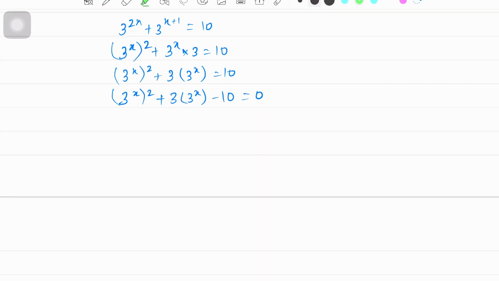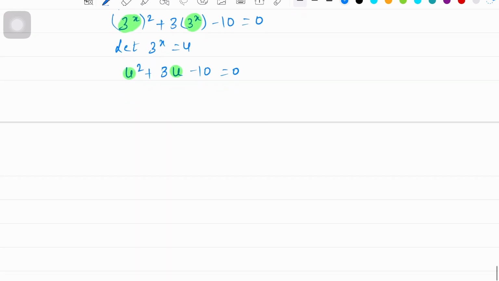Now if you look at this equation carefully, it's a neat quadratic equation. See, we can substitute. Let 3 raised to x equals u. So what will happen? This is u squared plus 3u minus 10 equals 0. Now we'll solve for u.